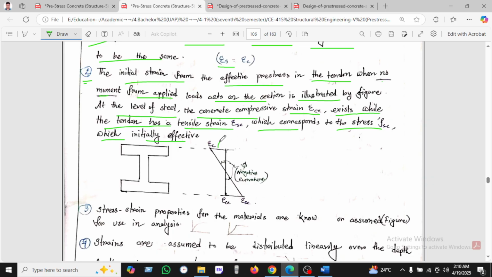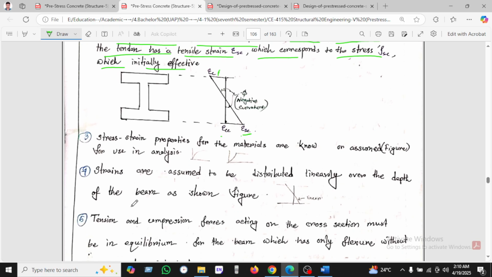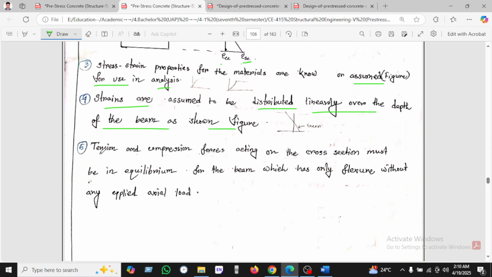We can see this is the strain in concrete. This is the strain in the bottom, and the stress strain properties of the material are known and assumed for use in the analysis. Strains are assumed to be distributed linearly over the depth of the beam as shown in the figure. The tension and compression force acting on the cross section must be in equilibrium for the beam, which has only flexure without any applied axial load.